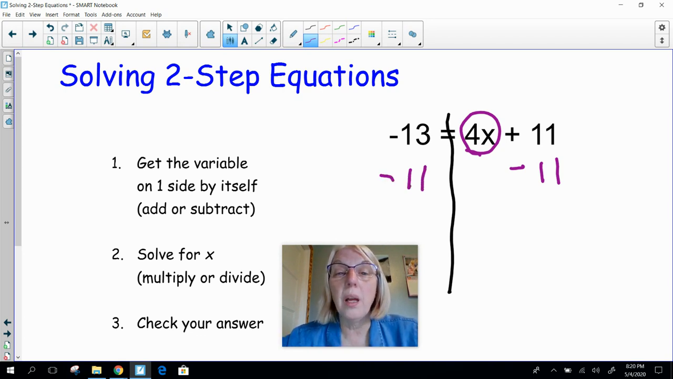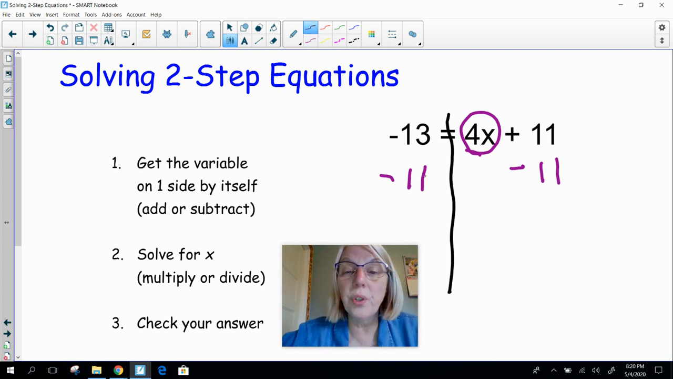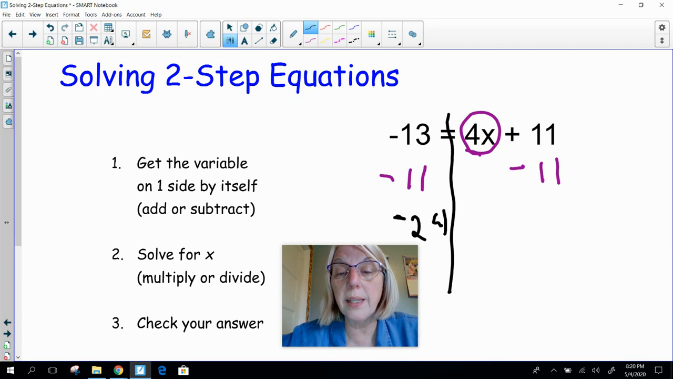So on the left side, we have negative 13 minus 11. They're both negative, so we'll add them together, which is 24. And a negative plus a negative is negative. So the left side is negative 24. You are more than welcome to use your calculator. The plus 11 minus 11 is 0. So the right side's going to equal 4x.